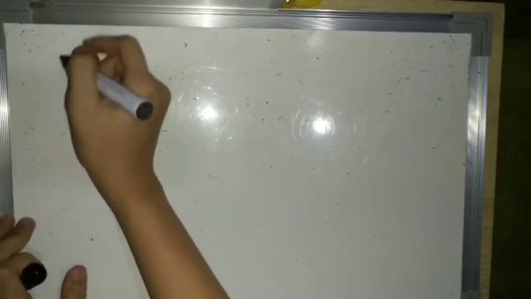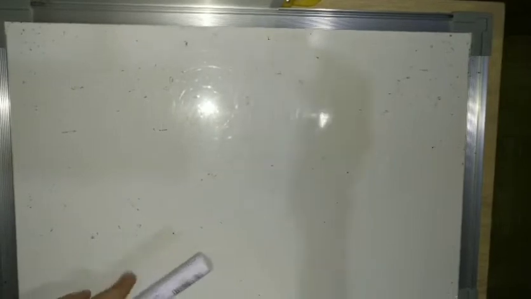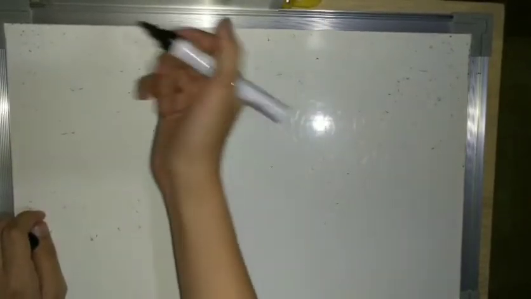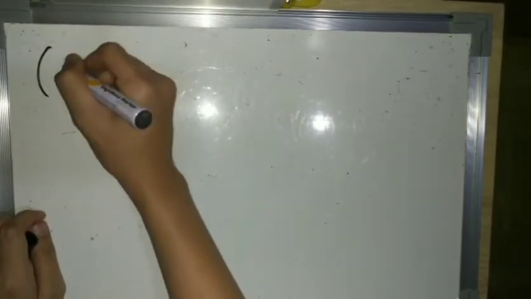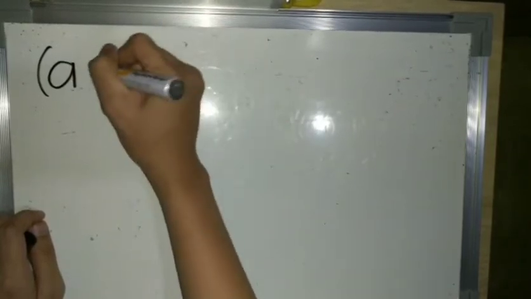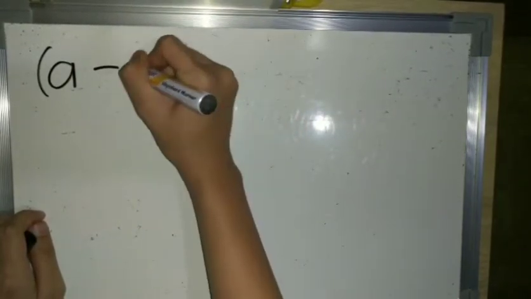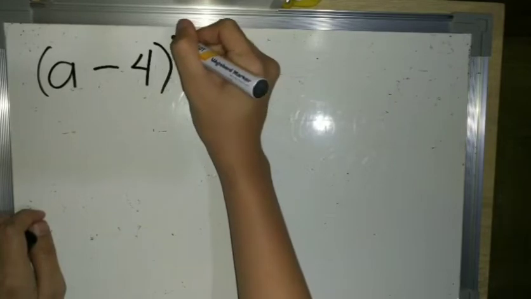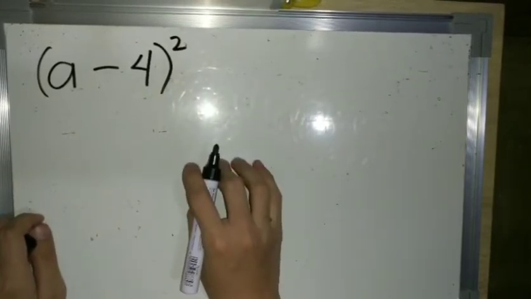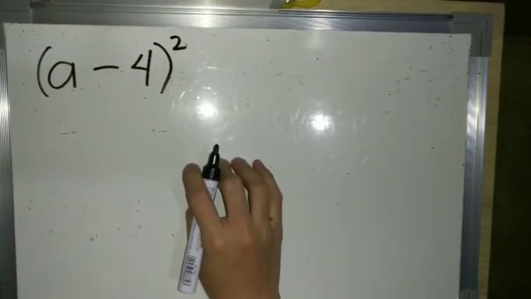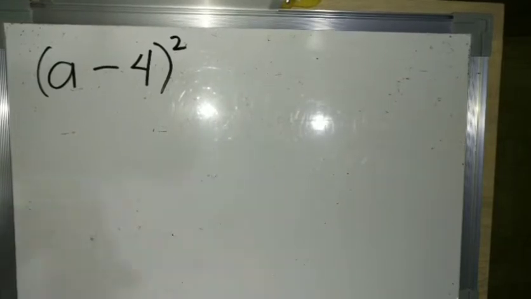So, let's say we have... Okay, so let's have a minus 4 quantity squared. So, let's have this example. A minus 4 quantity squared.